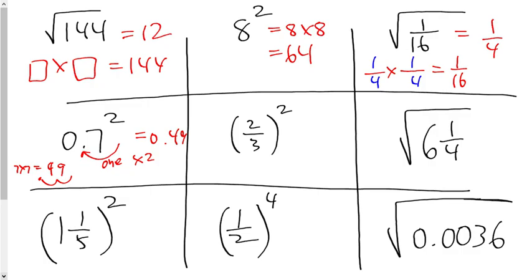The next one's a piece of cake. Your base is a fraction. Your exponent is 2. Therefore, you take the base and multiply it by itself, twice. So your numerator will be 2 times 2, which is 4. Your denominator will be 3 times 3, which is not 6. It is 9. And therefore, 2/3 squared equals 4/9.